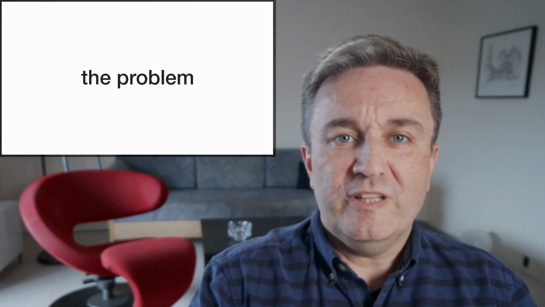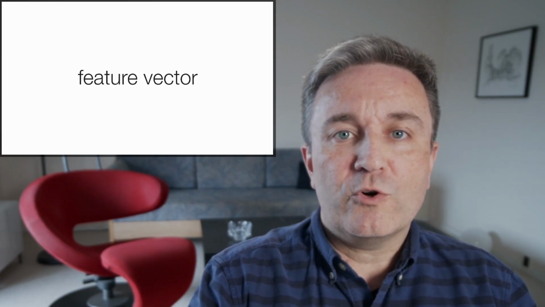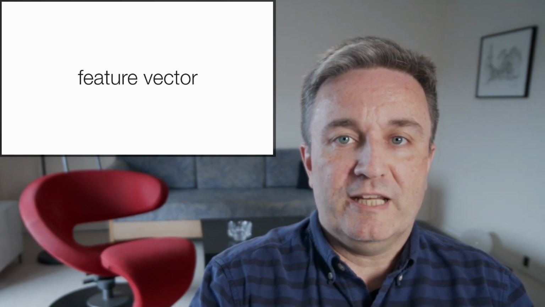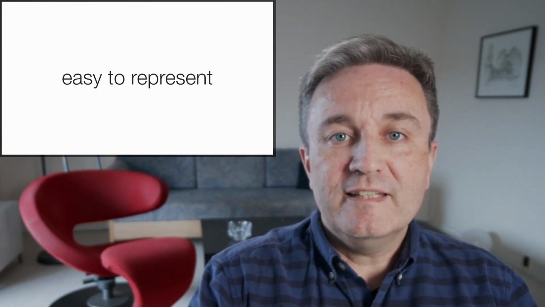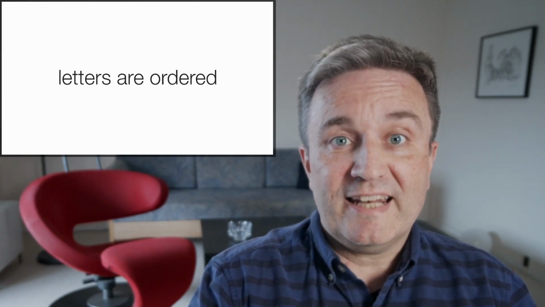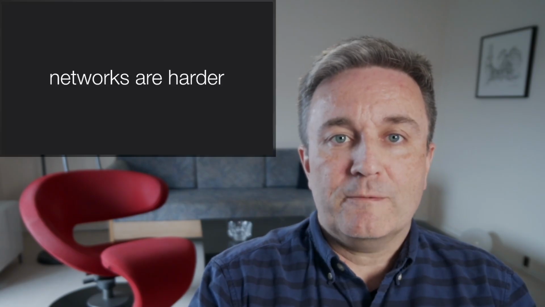So what's the problem with networks? Well, if you want to do supervised learning, you generally want to have a feature vector that represents each of your examples that you're trying to make predictions for. If you're working with sequences or images, these are relatively easy to represent, and a big part of the reason is that the letters are ordered within a sequence and the pixels are ordered within an image.